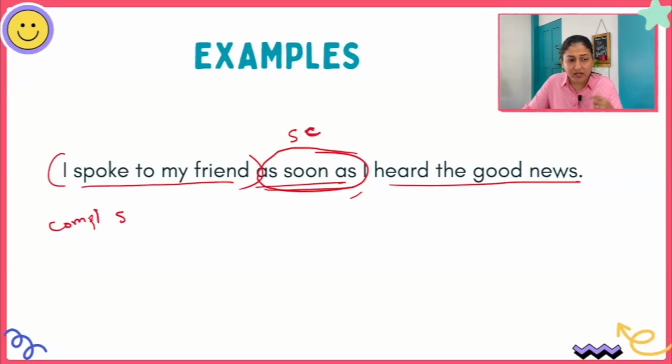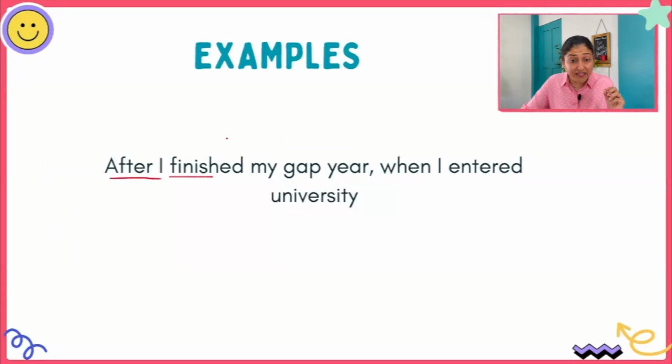Alright, let's move on to the next one. After I finished my gap year, comma, when I entered university. Okay, hold on. This doesn't sound like a sentence. There's something incomplete, right? After I finished my gap year, comma, when I entered university. Then what? So there's something missing, right?